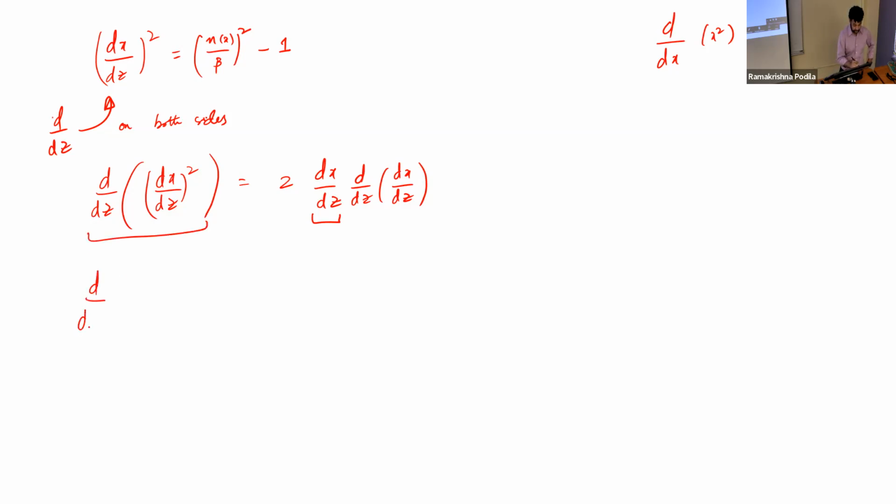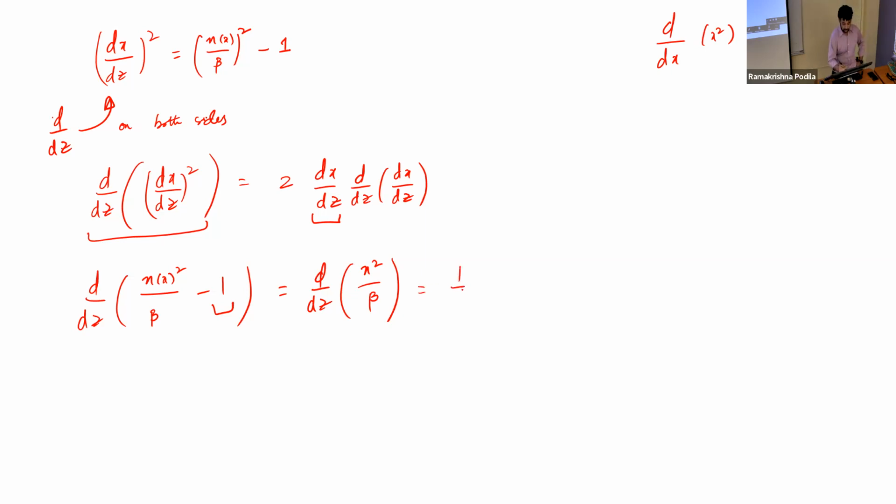How about the right hand side? N of x squared by beta minus 1. Clearly, for the second term, the derivative is 0 because the second term is just a constant, it's just 1. So d by dz of 1 is 0, right? Are you following me? So all that we have left then is d by dz of n squared by beta. Beta is a constant, so I can pull that out of the derivative. So I would have 1 over beta dn squared by dz.